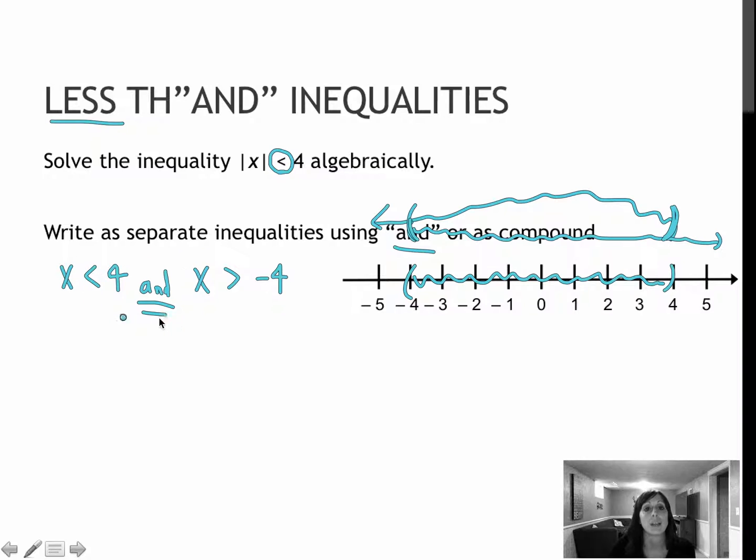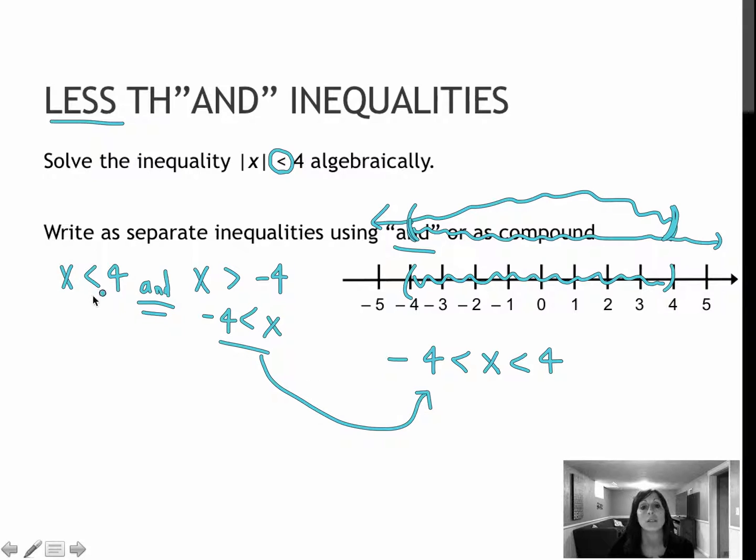This is the way we would write that with an "and" in between. Preferably, we would write -4 is less than x is less than +4. So where did that come from? I took this inequality and flipped it to make it -4 is less than x, and then I simply combined those two together. So this went here, and this went here.